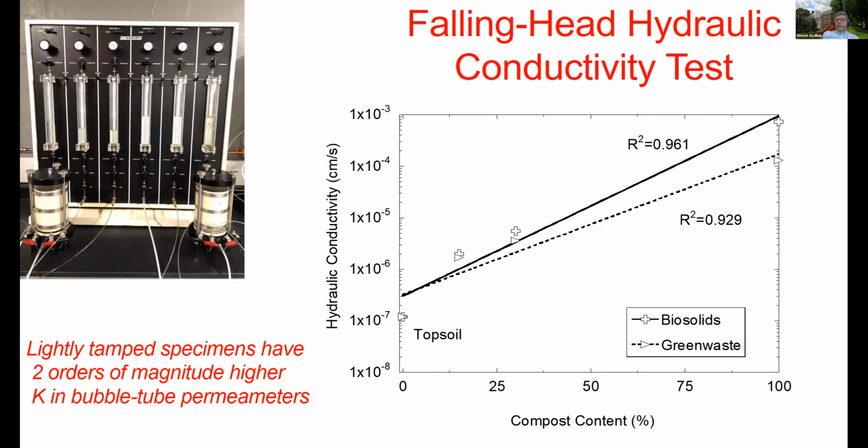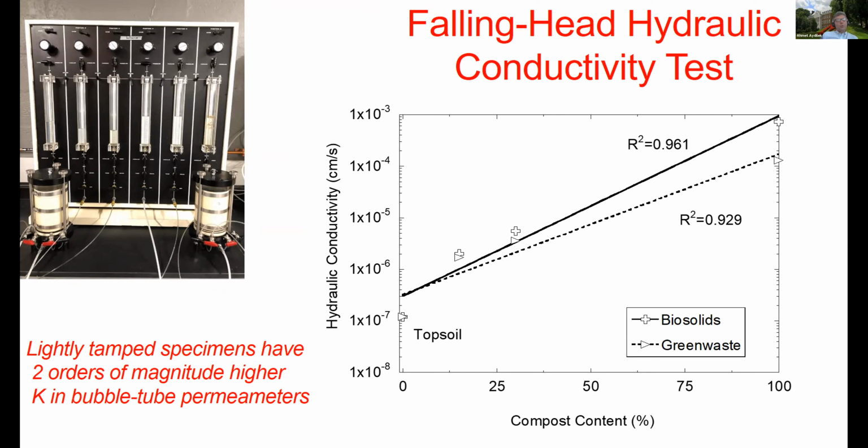Hydraulic conductivity tests were conducted. Obviously, we compacted them in the flex wall permeameters. That's why we have lower permeabilities than what you would see in the field. For example, for a topsoil, if you don't compact them to those degrees, then you would have about 2 orders of magnitude higher K in other systems.